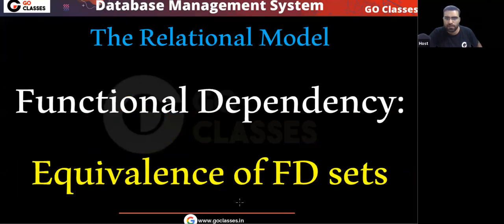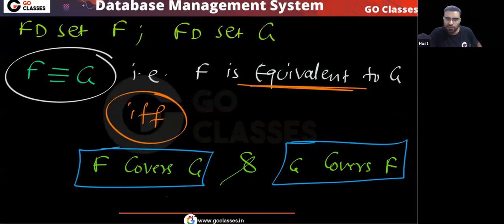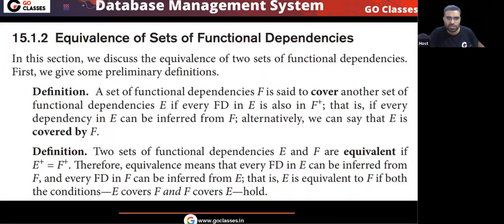Equivalence of FD sets: if you have two sets of FDs, how can you say that they are equivalent? They will be equivalent if F covers G and G covers F. Very simple. Let me tell you another definition. When can I say F is equivalent to G? If you have two FD sets, F and G.